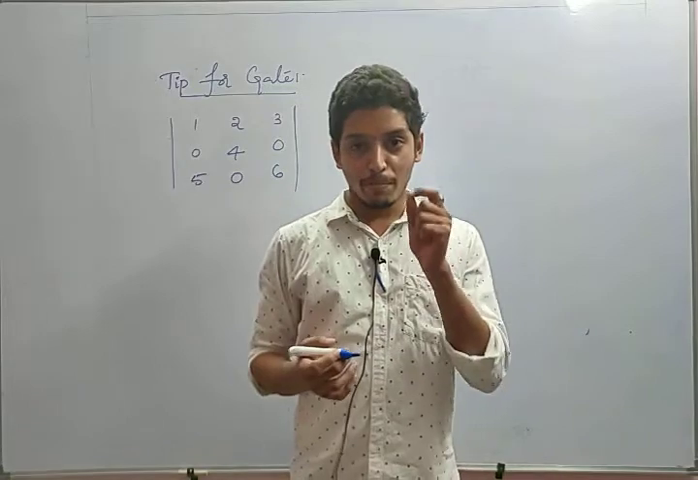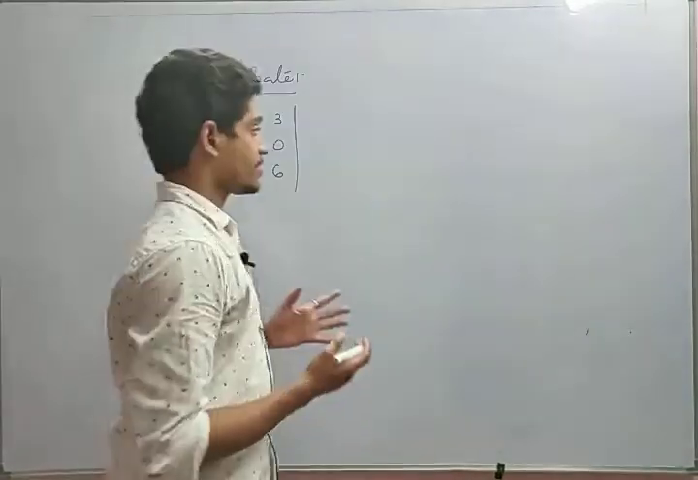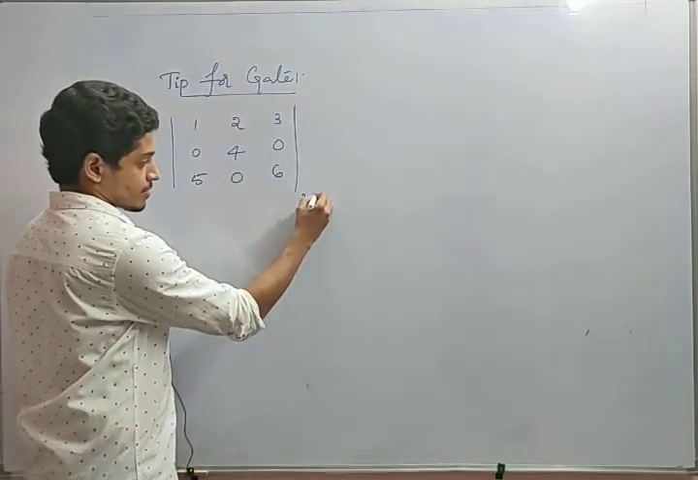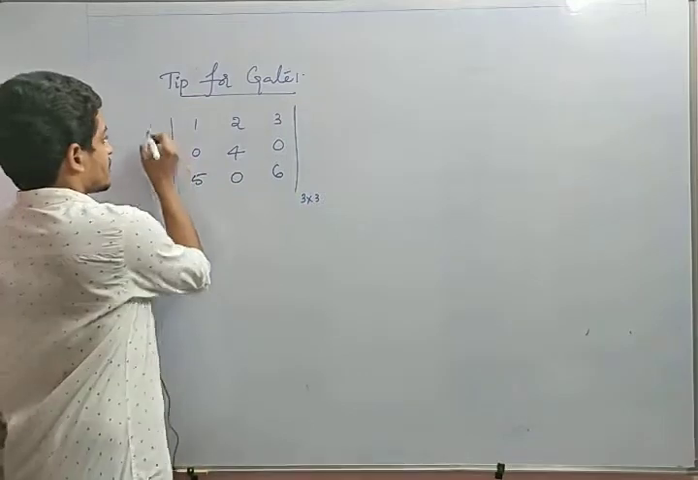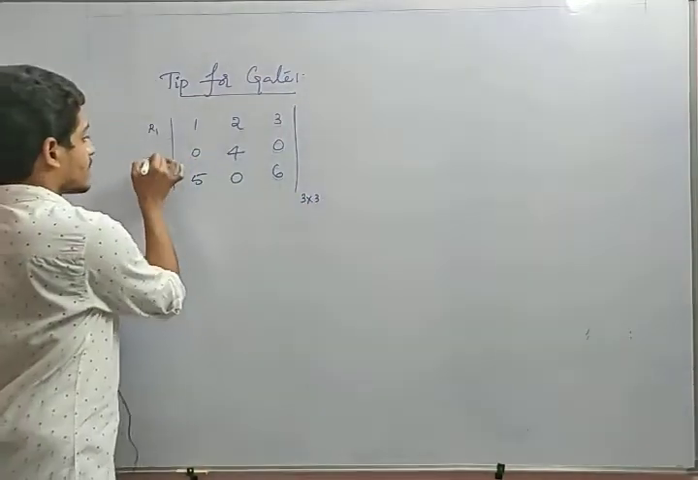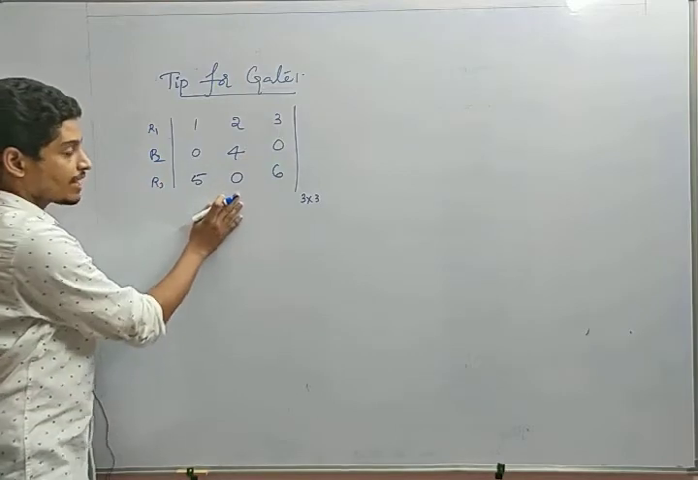Now let us see an important tip which is useful for the GATE examination. See friends, this is also a 3 by 3 matrix. So how to calculate the determinant for this matrix? See, in the first row there are no zeros. In the second row there are 2 zeros. In the third row there is only 1 zero, right?